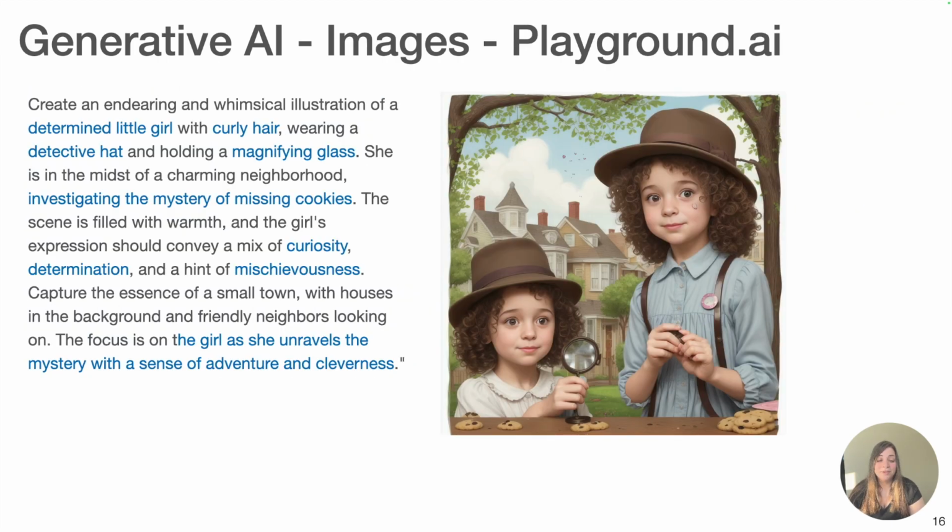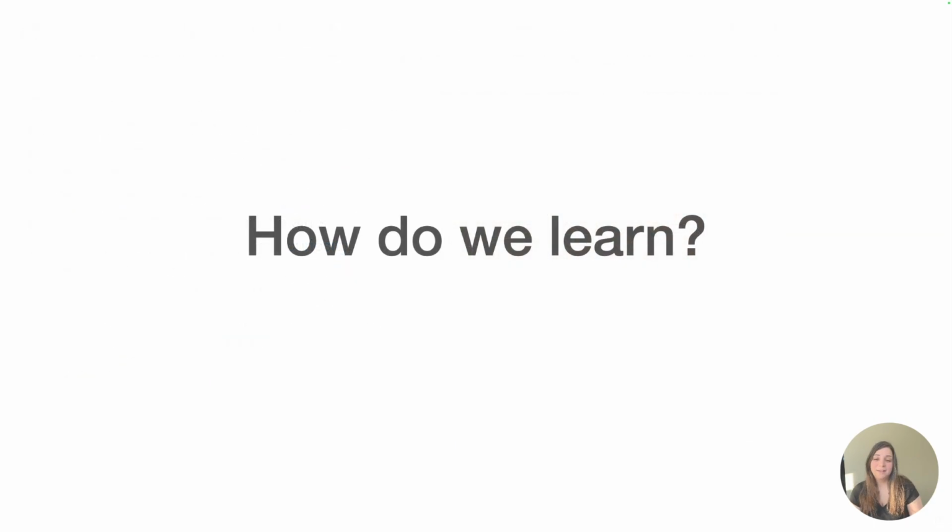And then I also asked ChatGPT to give me a prompt to generate an image for my story, and ChatGPT made me this nice prompt, and I used this prompt to generate this other image on Playground.ai. All right, so hopefully I've convinced you that deep learning is this really cool, amazing technology that has given us many incredible applications. But how does it work, or how do we learn?